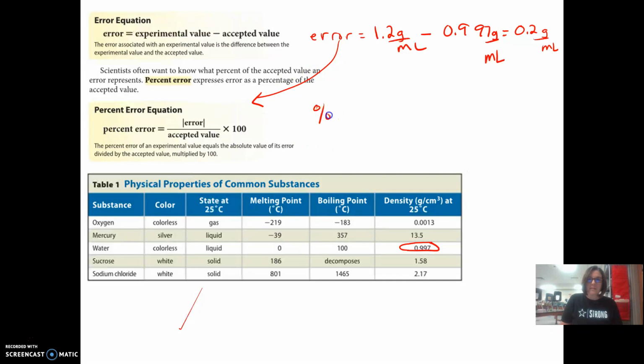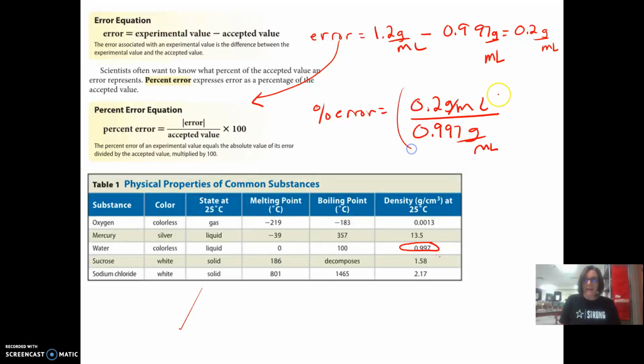So to get percent error, I need to take that error, the 0.2 grams per milliliter, and I'm going to divide it by the accepted value. So I'm going to come back to this table again and take the 0.997 grams per milliliter. So I've got my error on top, the accepted value on the bottom. Whatever I get here, I need to multiply it by 100 because that's what's going to make it a percent.